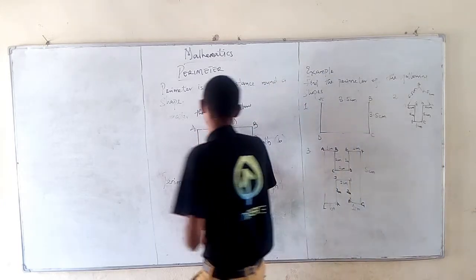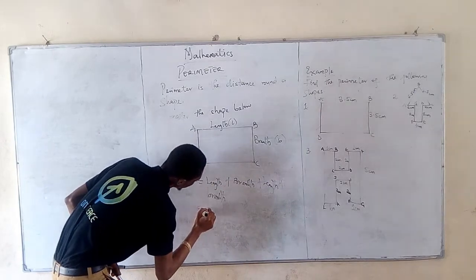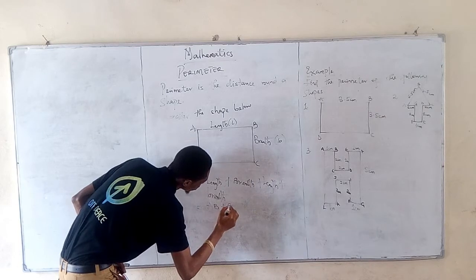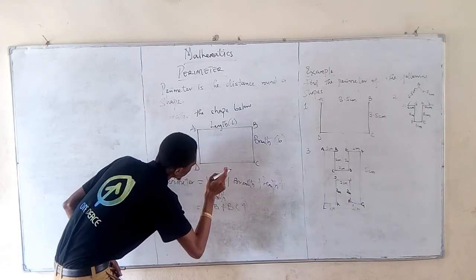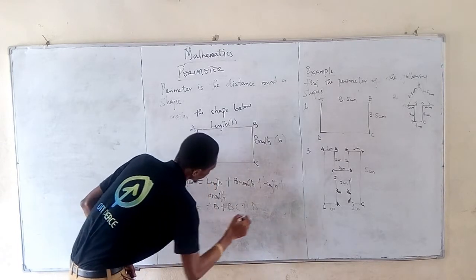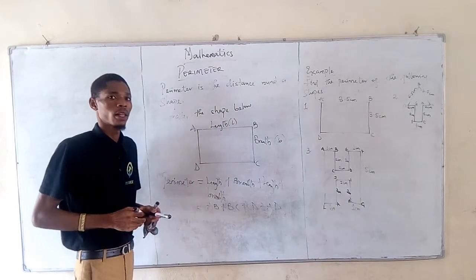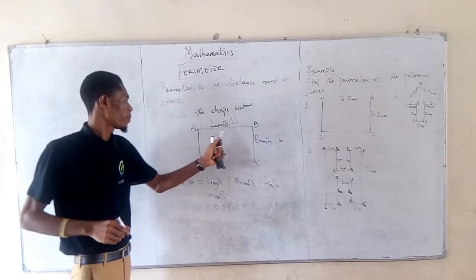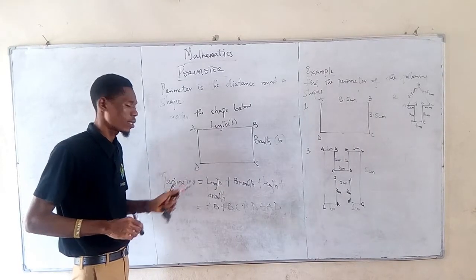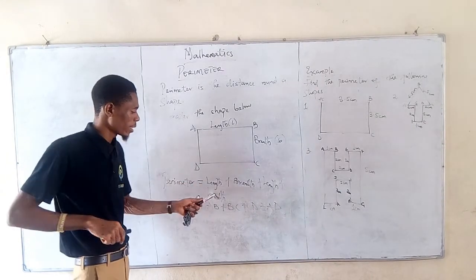And this length, we denoted it as AB. This length is noted as AB, plus this breadth is known as BC, plus this length is known as CD. This breadth is known as what? AD. Okay? This length is AB, this breadth is BC, this length is CD, and this one is what? AD. Okay?